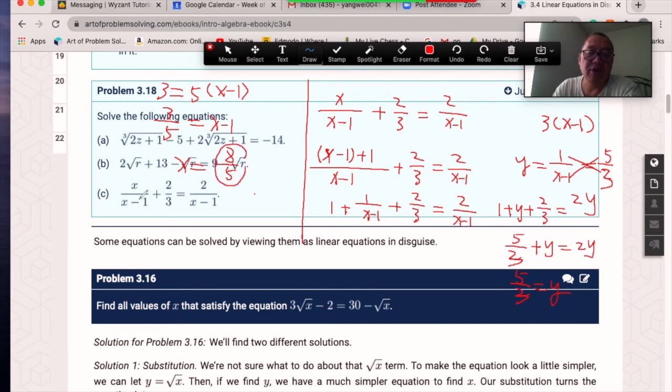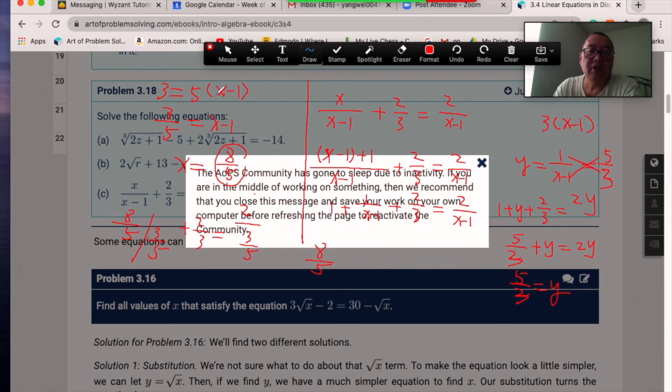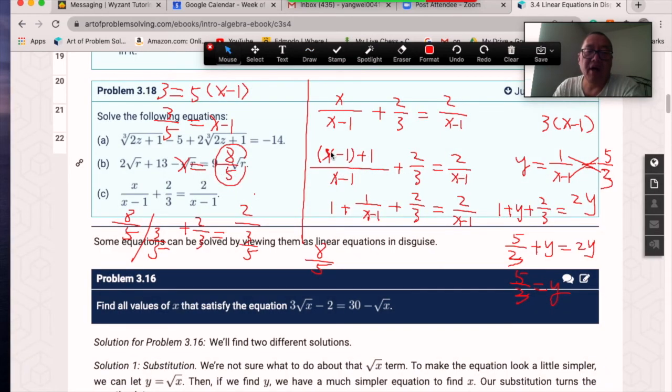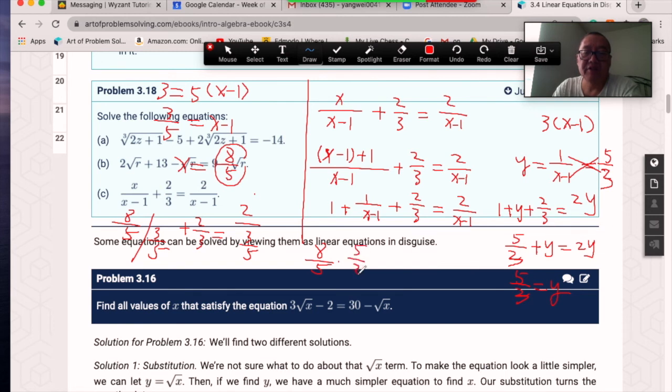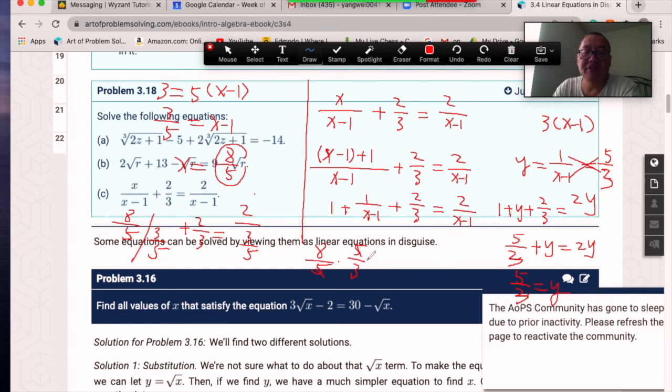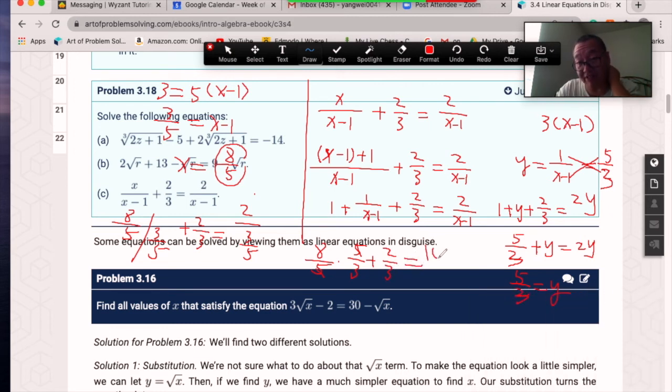We got 8 over 5. Now let's plug this back in to check. The denominator will be 8 over 5 minus 1, that will be 3 over 5. Then plus 2/3. This one will equal 2 over 3 over 5. Now let's see the left side, 8 over 5 divided by 3 over 5. That means you convert this to multiplication, times 5 over 3. So this 5 cancels out with this 5. Now we got 8 over 3, then plus 2 over 3. So then there'll be 10 over 3, right? So the left side equals 10 over 3.